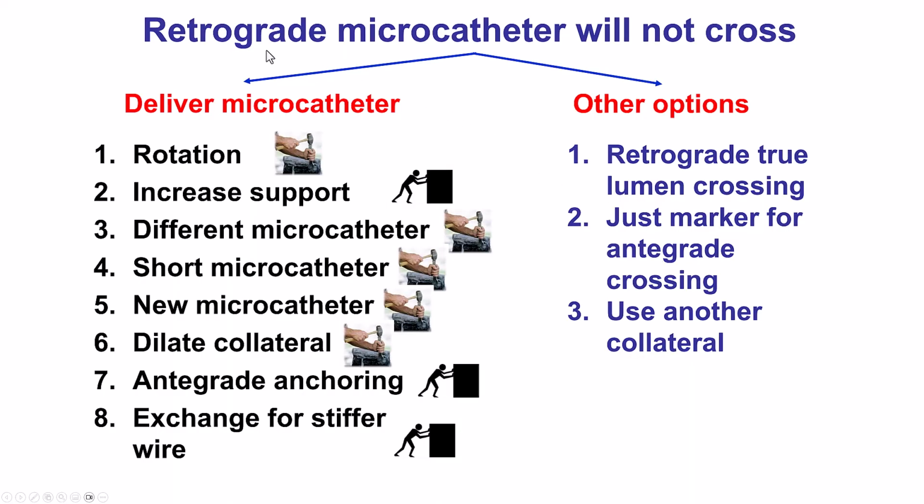So to summarize, if the retrograde microcatheter will not cross, we have options to help either deliver the microcatheter or abandon the attempts to deliver the microcatheter and then use the retrograde wire either as a marker or to cross from distal to proximal true lumen, or we just abandon this collateral altogether and go for another collateral.